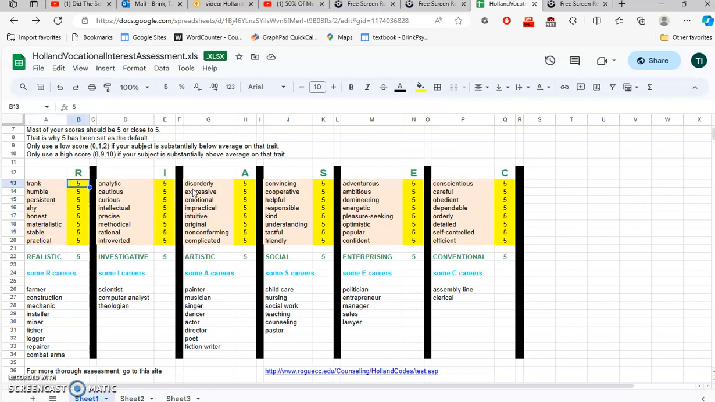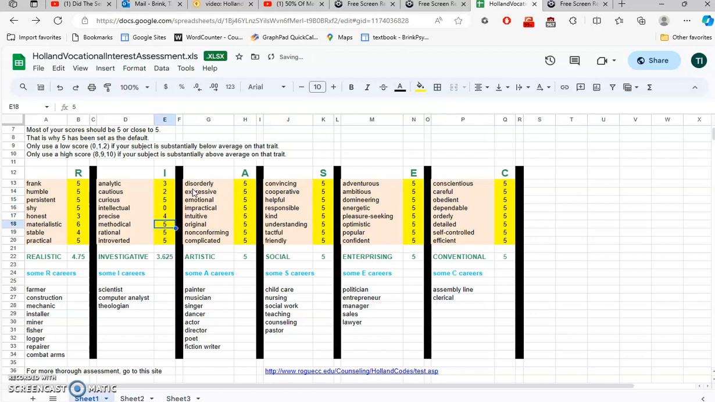So let's look at Homer Simpson. Most of these I'm just going to leave at 5 because I don't think he's really higher or lower than average. Frank, humble, persistent, shy, honest, he's below average on that. Materialistic, he's a little bit above average. Stable, he's a little bit below average. Practical, okay. Analytic, he's below average. Cautious, he's way below average. Curious, intellectual, I gotta give him a 0 on that.